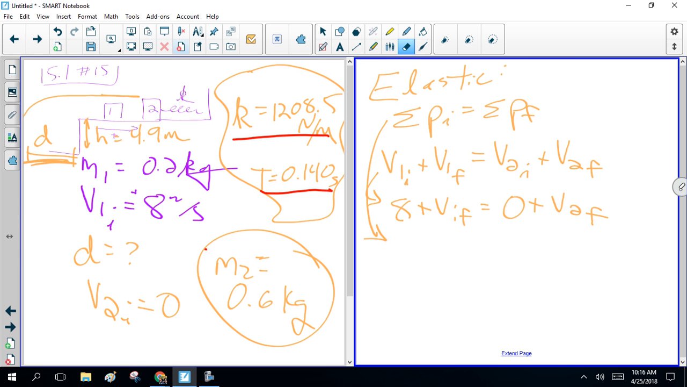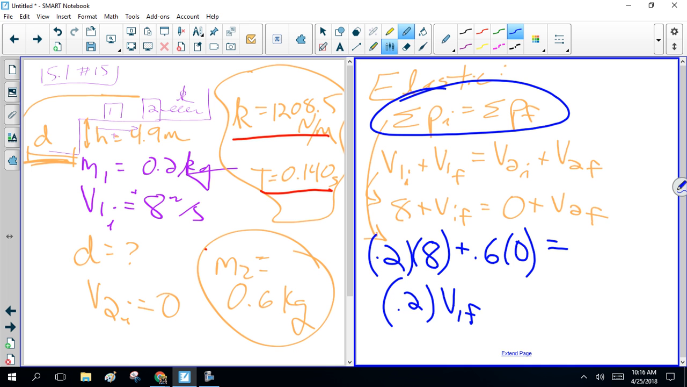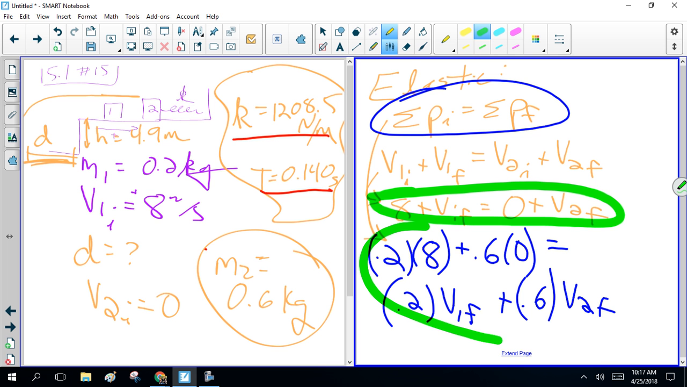Okay, so now I think we can solve this thing. Let's use this here and write an equation. The mass of 1 times the velocity of 1 plus the mass of 2 times the velocity of 2, that's all my initial, has got to equal the mass of 1 times the velocity of 1 final plus the mass of 2 times the velocity of 2 final. Follow? All right, so now I've got a system of equations. We got this one because it's elastic. We got this one because it's momentum.